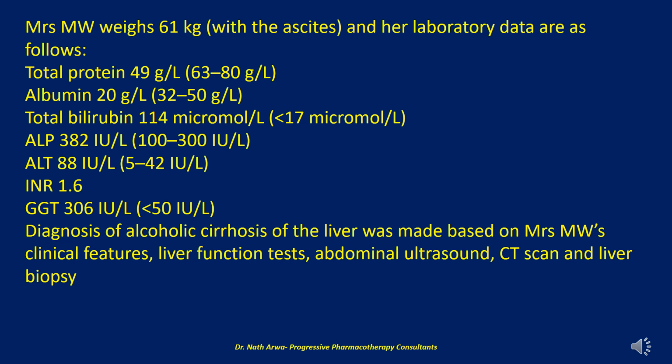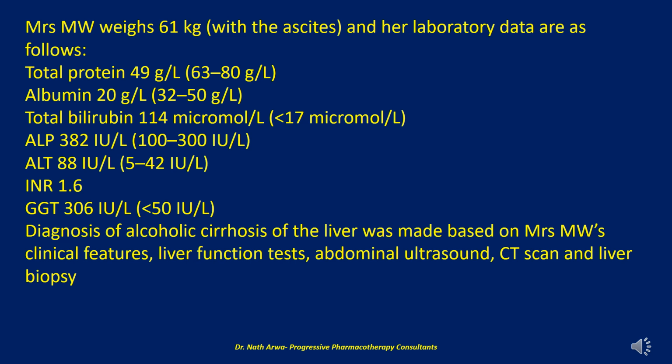Total bilirubin is 114 micromoles per liter. The reference range is less than 17 micromoles per liter. ALP is 382 international units per liter. The reference range is 100 to 300 international units per liter. ALT is 88 international units per liter. The reference range is 5 to 42 international units per liter.